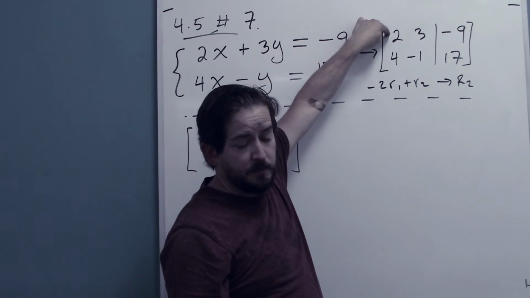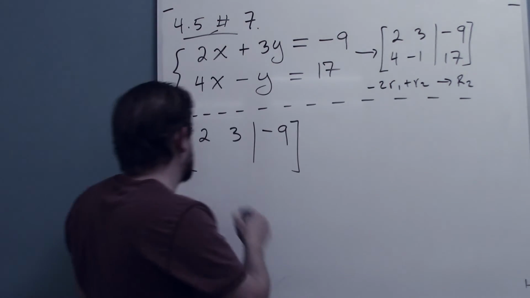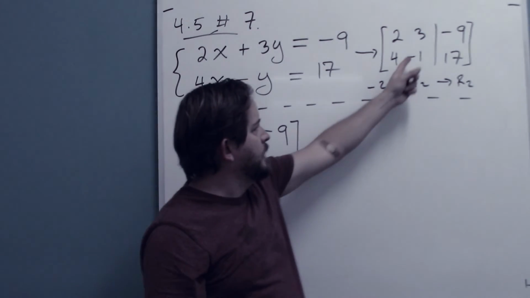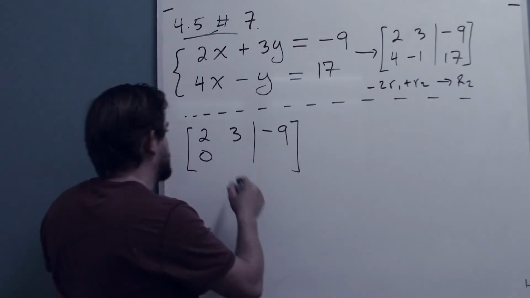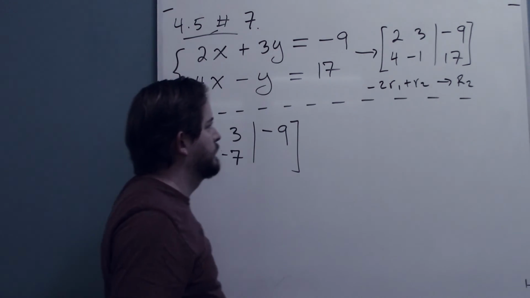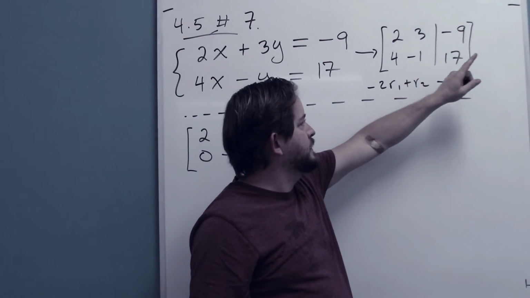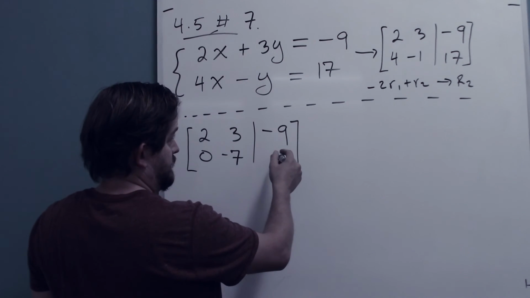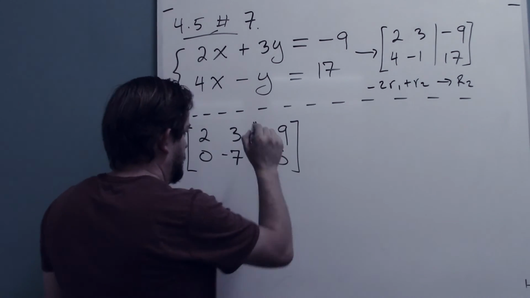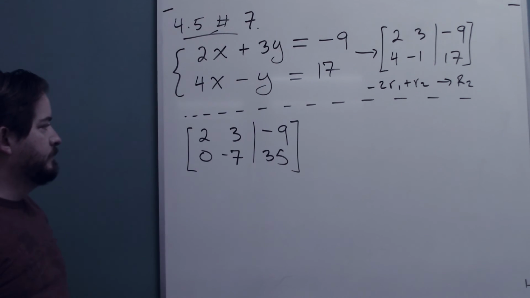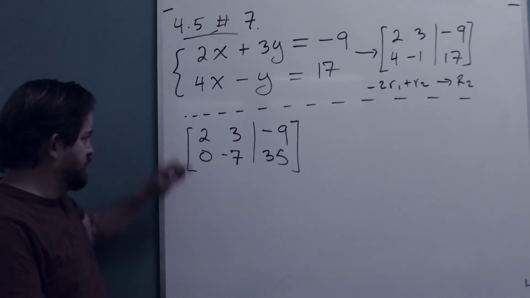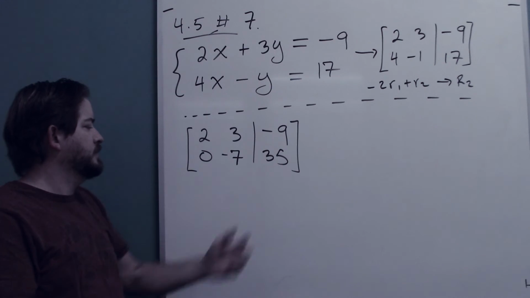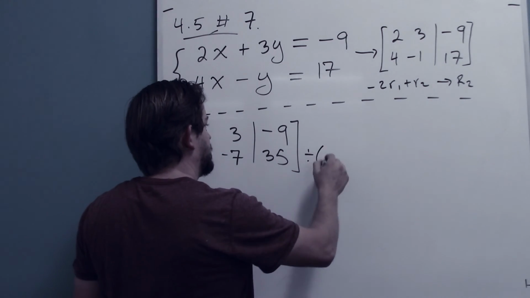So -2 times 2 is -4, plus 4 is 0. Great. That's what I want there, and that's what I want to stay there. -2 times 3 is -6, plus -1 is -7. -2 times -9 is a positive 18, plus 17 is 35. And if this were a 1, I would be 3/4 of the way through, right? But it's not. I'm just going to whip back around, so I'm just going to keep going and doing the same stuff that I've been doing.